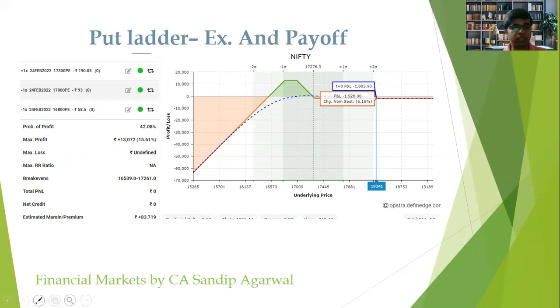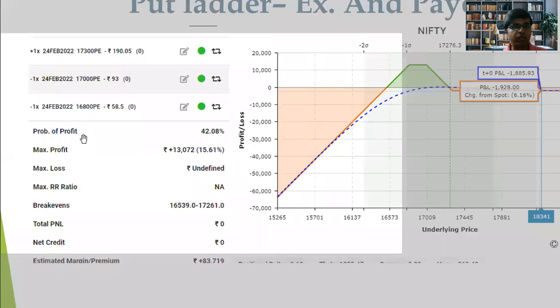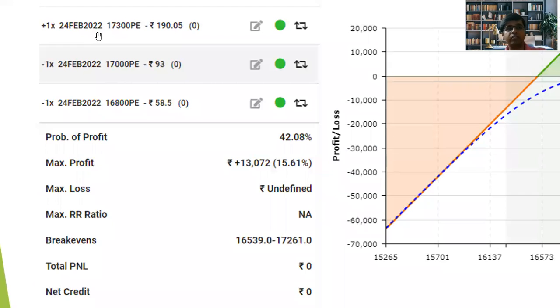So this is the example. So if we zoom out, in this case also you can see the person has bought a put option of 17,300 strike price of the Feb 22 contract, and instead of selling two options of the same strike price 17,000, in this case the person has sold one option of 17,000 strike price and another option of 16,800 strike price.